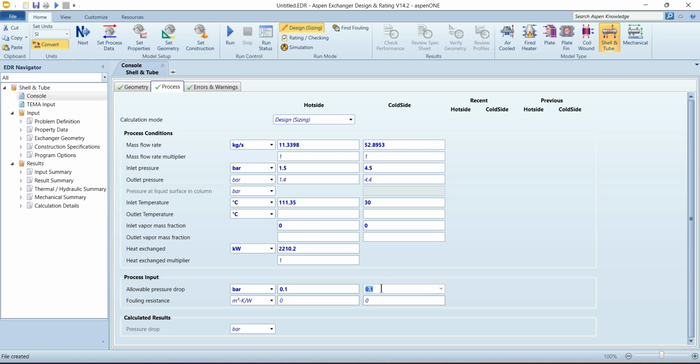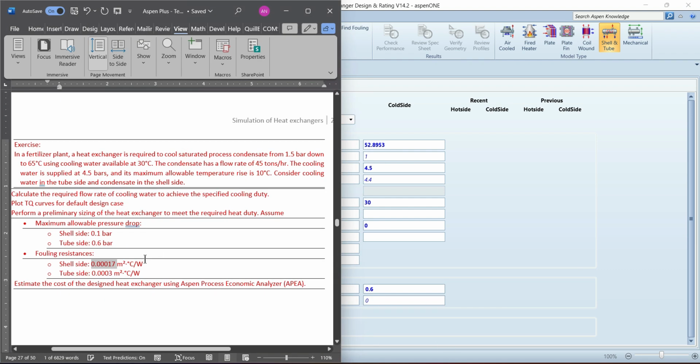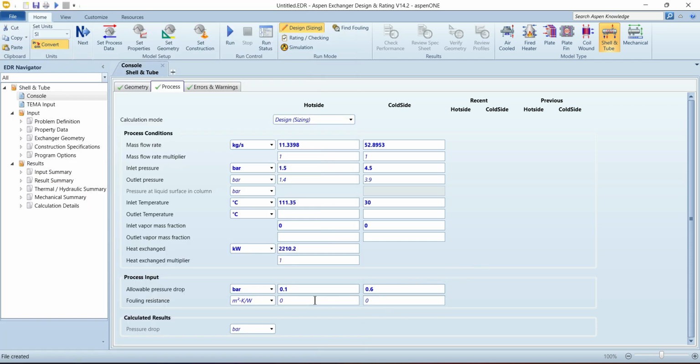And the other one is 0.6, because these fouling resistances are very specific to the fluid. So if we shift the fluids, that means we are playing with a different degree of freedom. So we need to be specific for this. And the shell side or the hot side resistance is 0.00017, and the other one is 0.0003 in meter square Kelvin per watt.